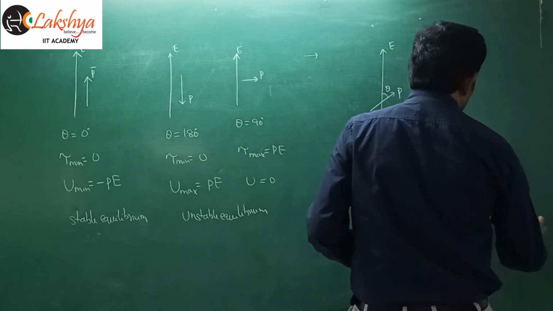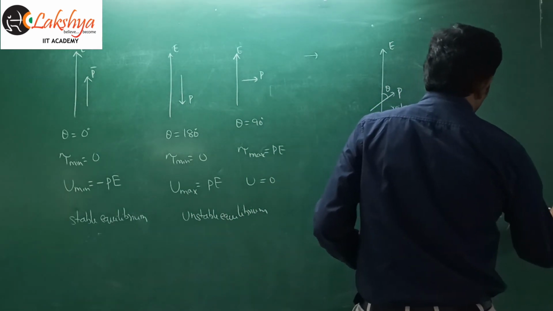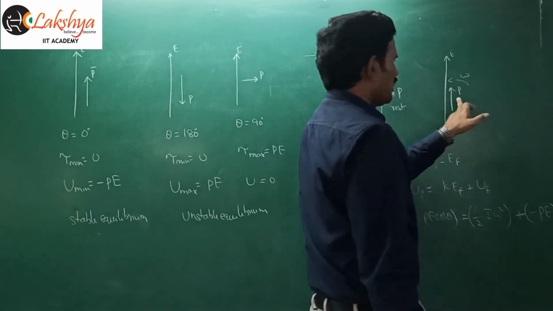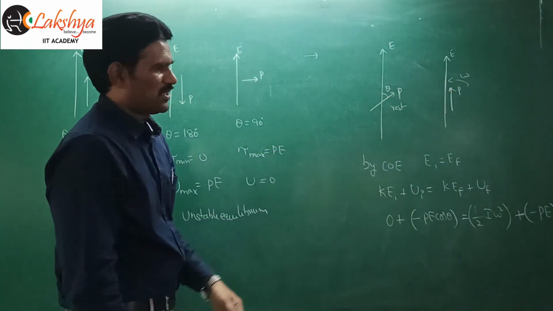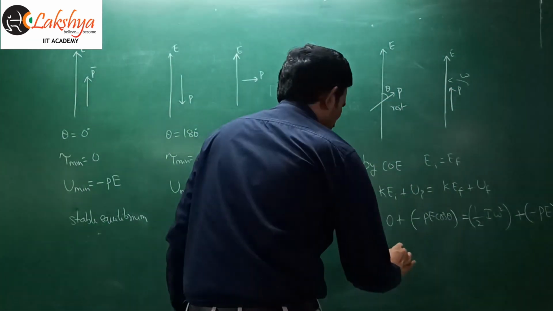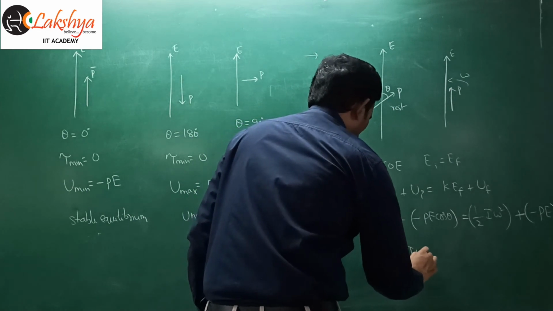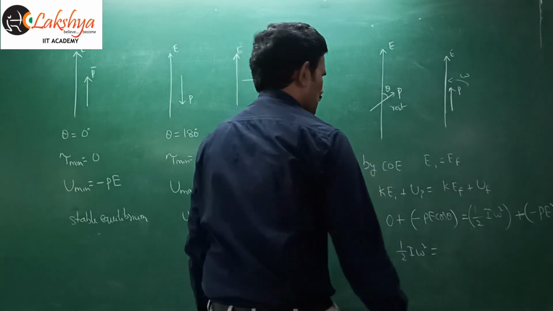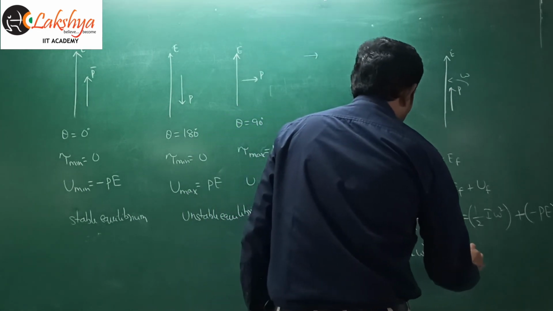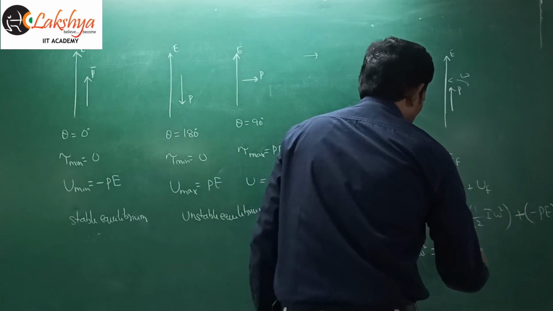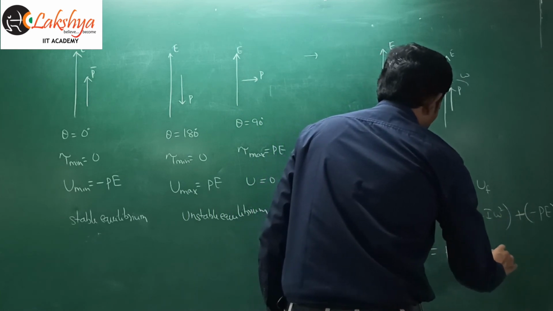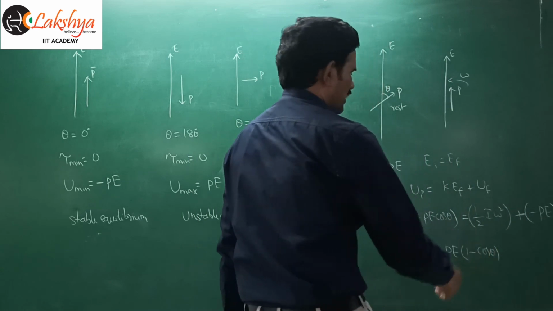And the final potential energy is minus PE, because cos 0 is 1. So you will get minus PE. From this we simply write the half I omega square value, which is nothing but PE, taking PE common, times (1 minus cos theta). From this you can calculate the velocity there.